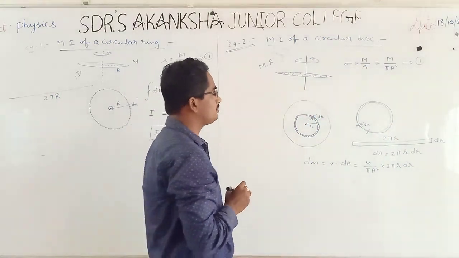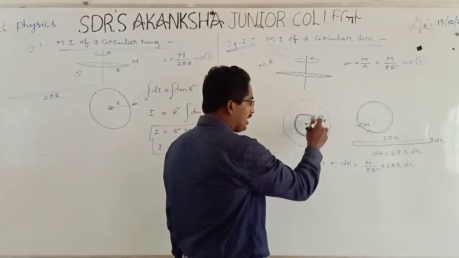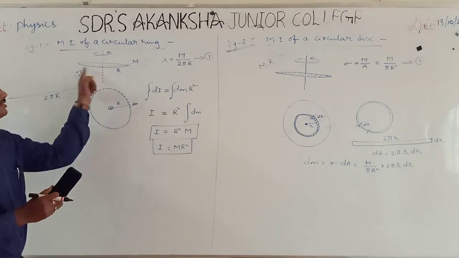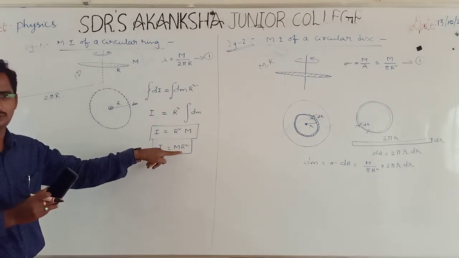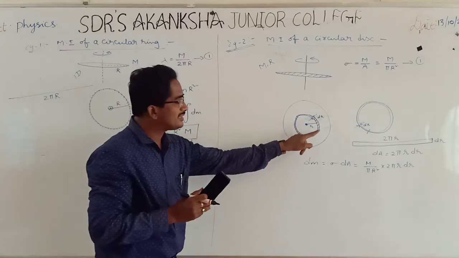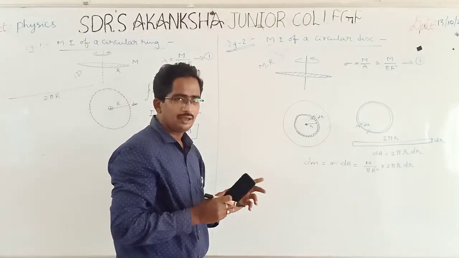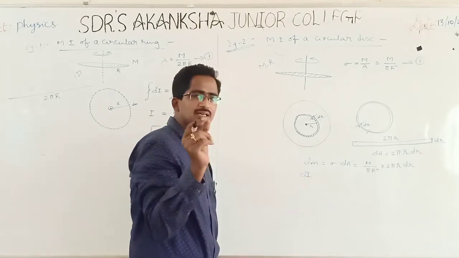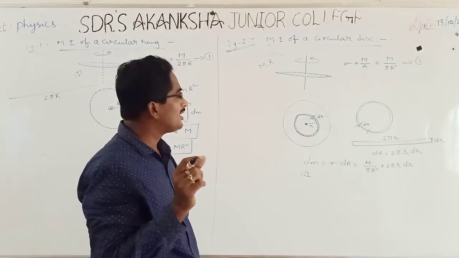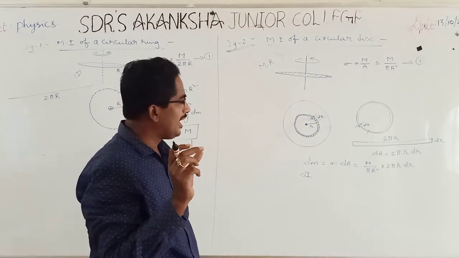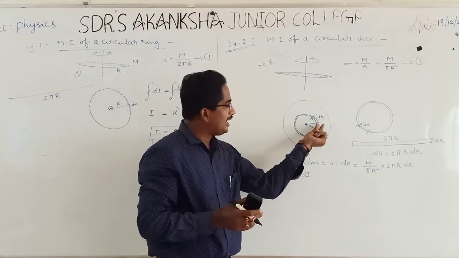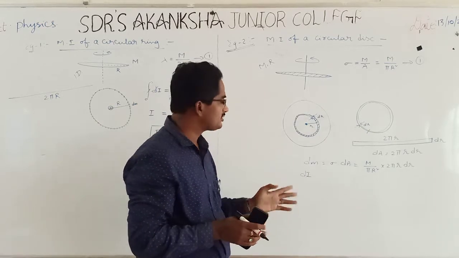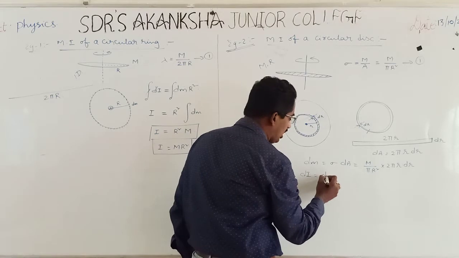Okay, I have obtained that this ring is rotating about this particular axis. Whenever a ring is rotating about a particular axis, what is the moment of inertia formula? mr square. That I am going to apply for this ring first. So for the ring, the moment of inertia is dI. Why? Because the ring is a very small, thin, narrow ring, so the moment of inertia obviously will be small. That value is dm into r square.